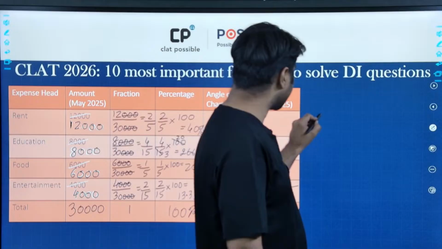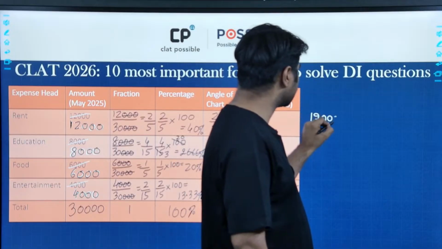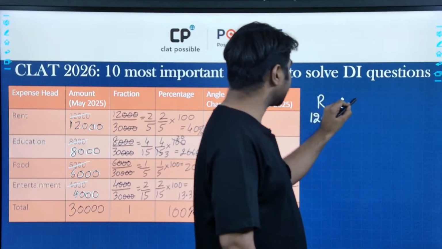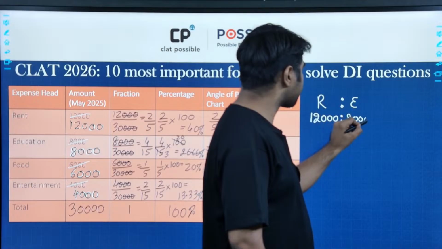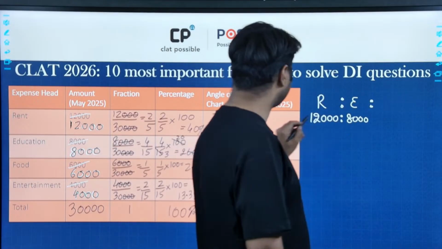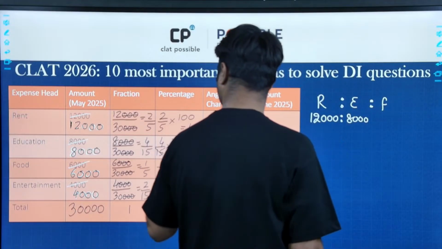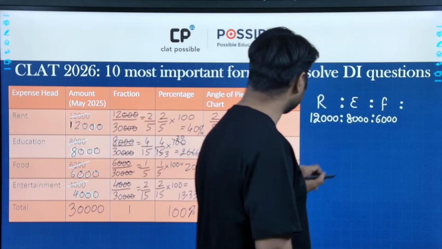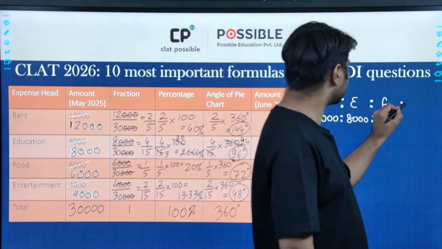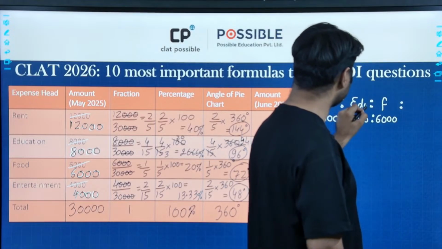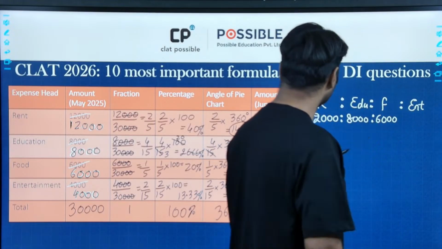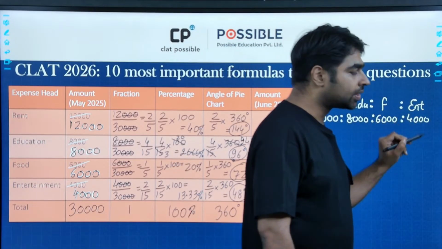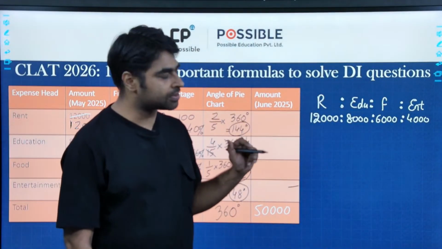So his rent was 12,000. So let's write 12,000 here. That was the rent part. Then the education part was 8,000. Then the fooding part was 6,000. Similarly, the entertainment part, okay, so this was education and this was entertainment. Okay, the entertainment part was 4,000. So if you would have been asked what is the ratio of his spendings on all the 4 items, then this is the answer.